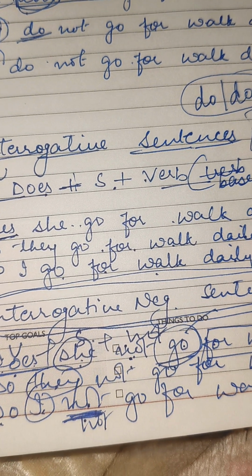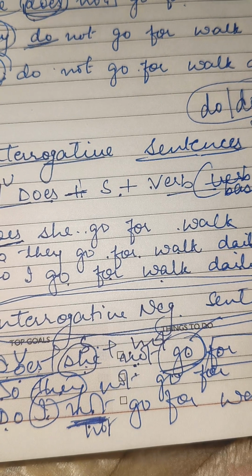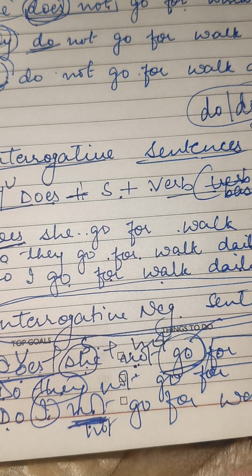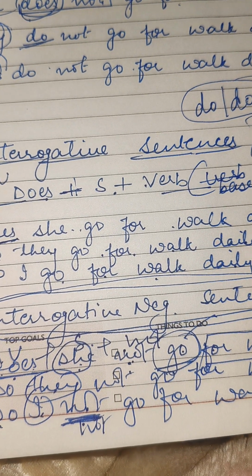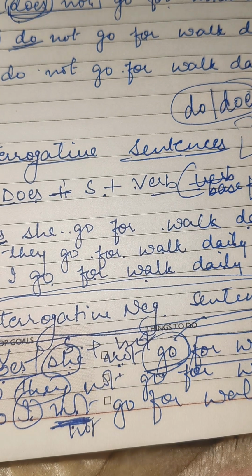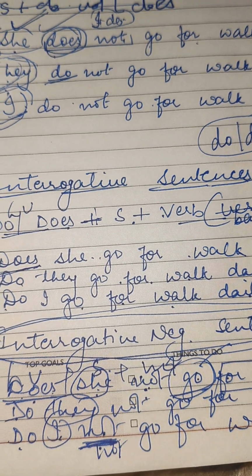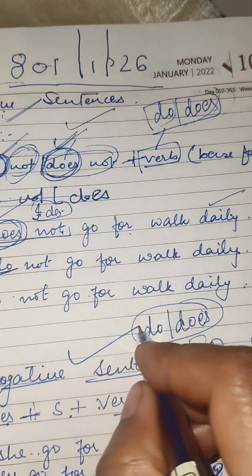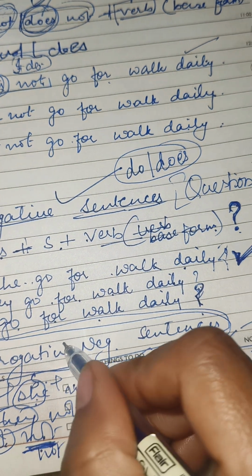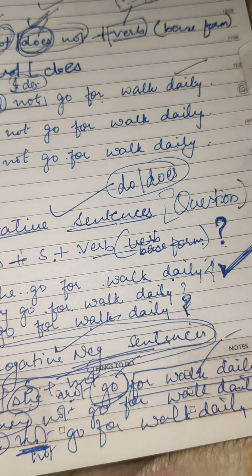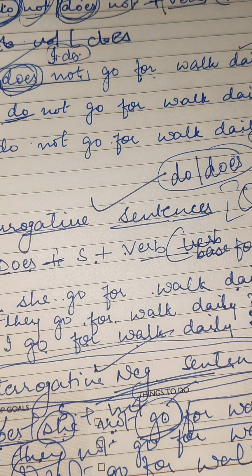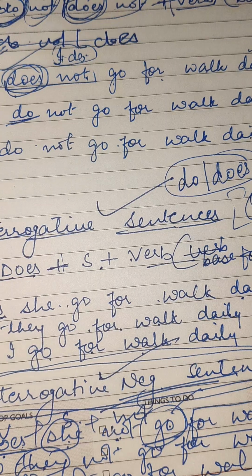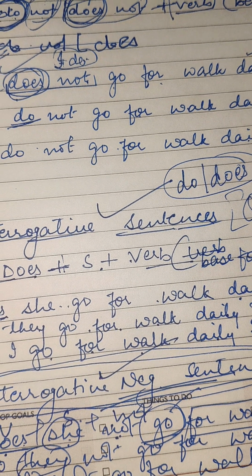So we talked about simple present tense, and about the structures: how to frame an assertive sentence, or in very easy language, sometimes we say positive sentence. Then we talked about the sentence structure of negative sentences. Then we talked about interrogative sentences, and then interrogative negative sentences. So that is all about simple present tense. Here I end this topic, and I end this video also.